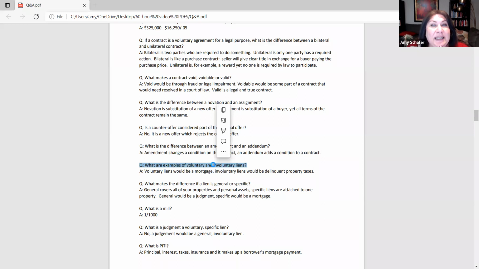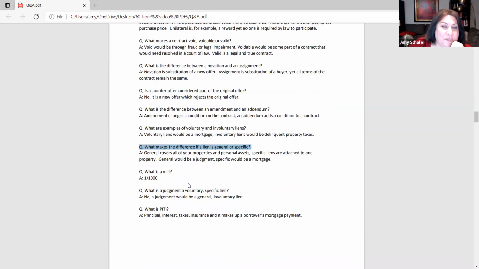And with that, some of those are voluntary and involuntary. And really a voluntary lien, you most often choose, like a mortgage, like you chose to have that lien there. Or maybe you got a bail bond lien. You chose to use your house as collateral to get that debt. Most everything else is going to be involuntary. And then, of course, we just discussed this lien being general or specific.